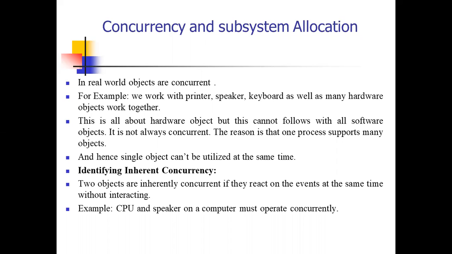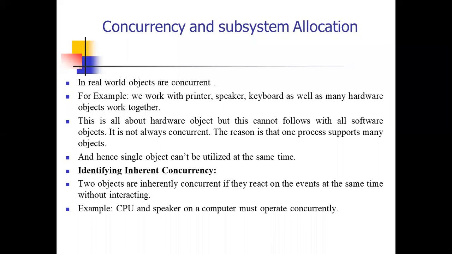If you say that a printer, speaker, or particular hardware objects are working together, it is not possible in the case of software objects. So it is not always concurrent. The reason is that one process supports many objects. It's possible in hardware, but it is not possible in software objects. Hence a single object can't be utilized at the same time for multiple processes or multiple tasks. So for that we have to identify the inherent concurrency.